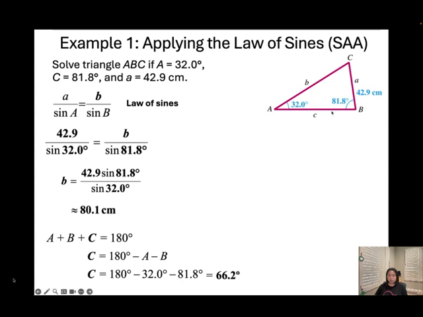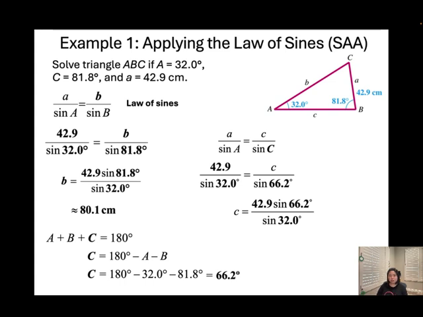Okay, we are not done yet. We still need to find the side c here. So we're going to apply the law of sines one more time. For this one, you could use b over sine B, okay? But usually we want to try to use the given information. So we're going to use a over sine A equals c over sine C. Plug it in. Solve for your c, use your calculator. You should get 74.1 centimeters.